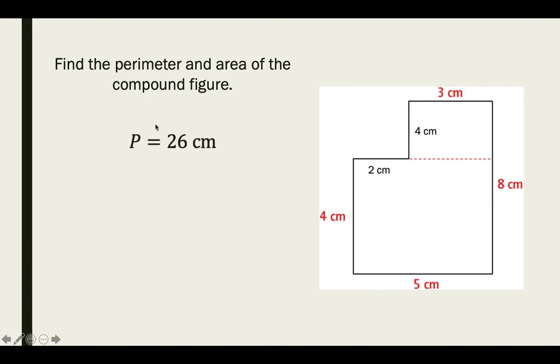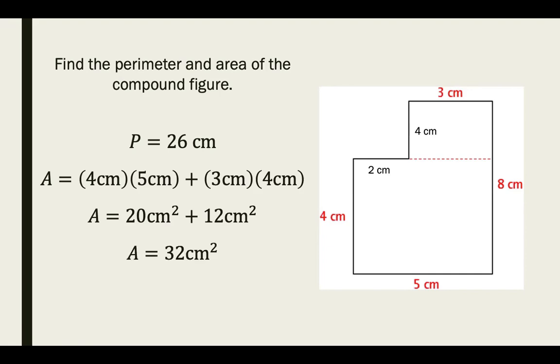And first I found the perimeter. Perimeter is just found by adding all these things together. I forgot that it said perimeter. We've got 4 plus 2 plus 4 plus 5 plus 8 plus 3 gives us our perimeter. Then finding the area, again, this rectangle plus this rectangle, 4 times 5 plus 3 times 4. So that gives us 20 plus 12, and we get 32 centimeters squared.